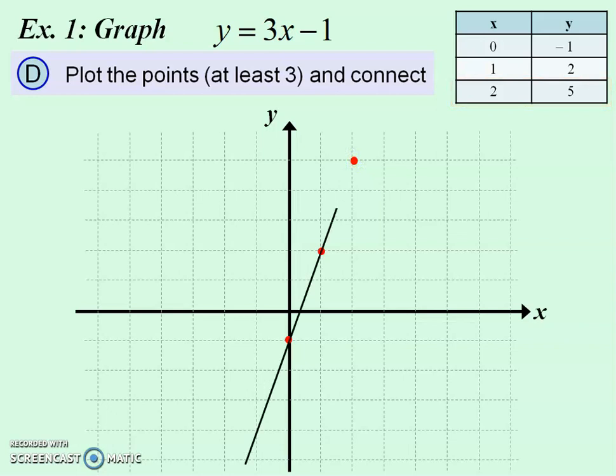And now that I've got the 3, I connect them, the straight line. That's my line. That's all there is to it.